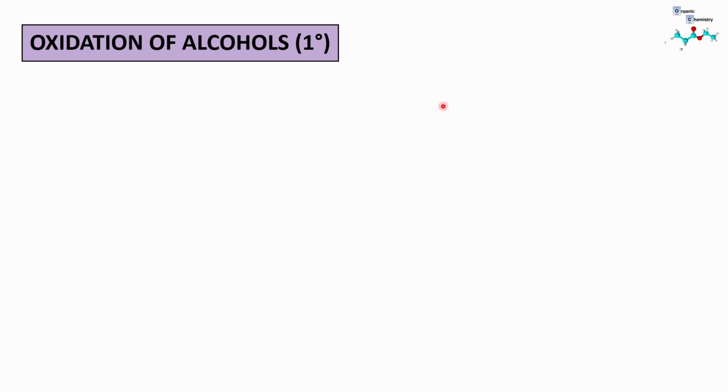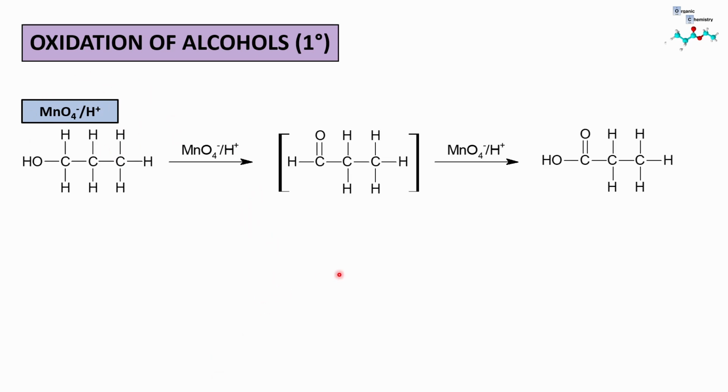Right, let's look at some oxidation of alcohols. In this case, we're going to look at primary alcohols. So if we use acidified permanganate, remember when we looked at the previous generic scheme, we had our alcohol group, our primary alcohol, first gets oxidized to an aldehyde.